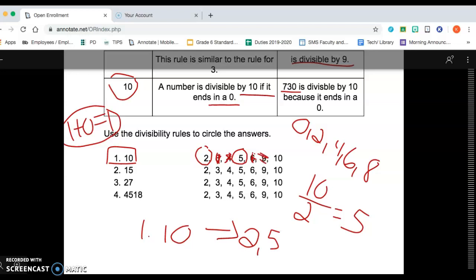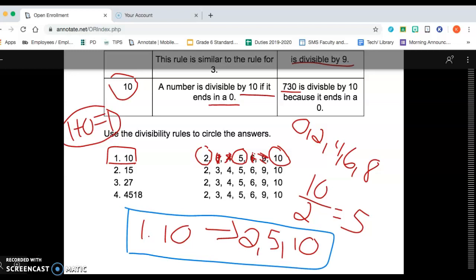And to be divisible by 10, the number has to end in a 0. This one does end in a 0, so that means it is divisible by 10. Okay, so this is what you should have on your paper right there in blue. You should have number 1, 10. You can draw a little arrow, and we're going to write what it is divisible by. And we're going to do that for all the rest of them.